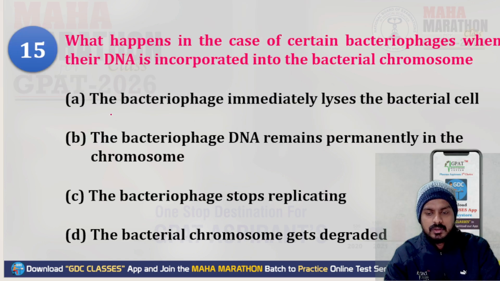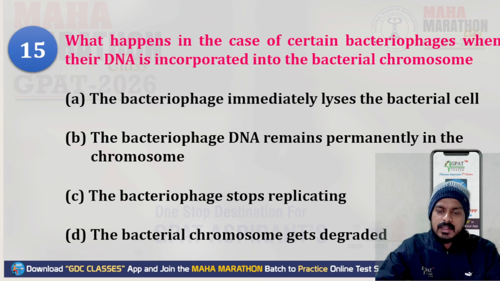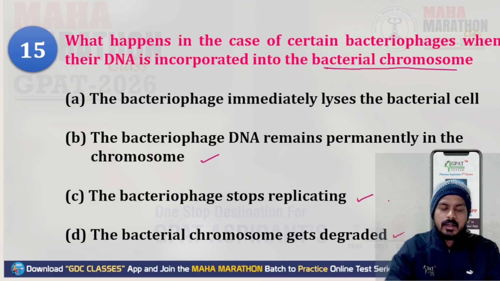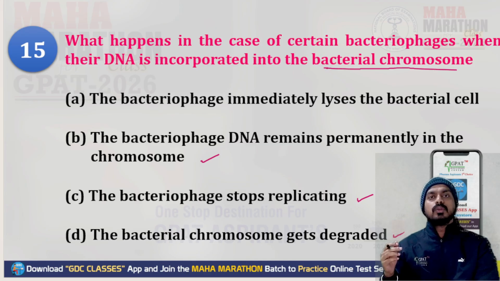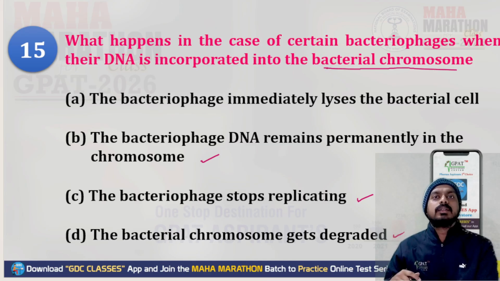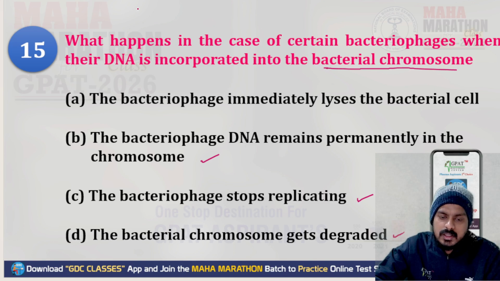Next question. What happens in case of certain bacteriophage when their desired DNA is incorporated into the bacterial chromosome? The bacteriophage immediately lyses the bacterial cell. The bacteriophage DNA remains permanently in the chromosome. The bacteriophage stops replicating. The bacterial chromosome gets degraded. The process of transferring a gene by bacteriophage is called transduction. All should know.